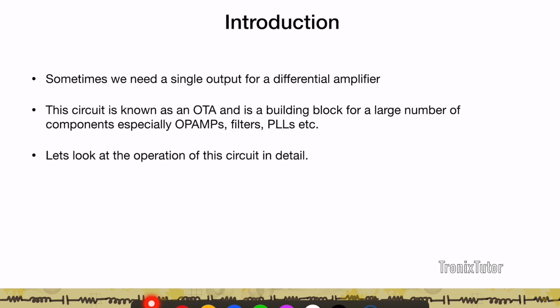It's known as an OTA. And it's a building block for a large number of components you'll see in analog design, especially op amps, filters, etc. So now let's look at the operation of the circuit in a bit of detail in this video.